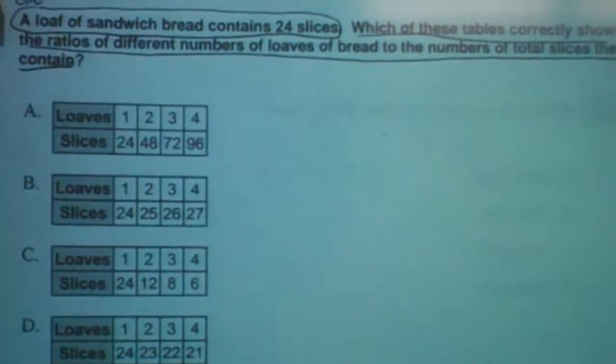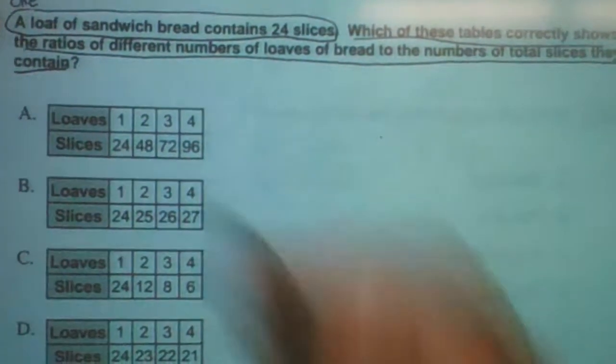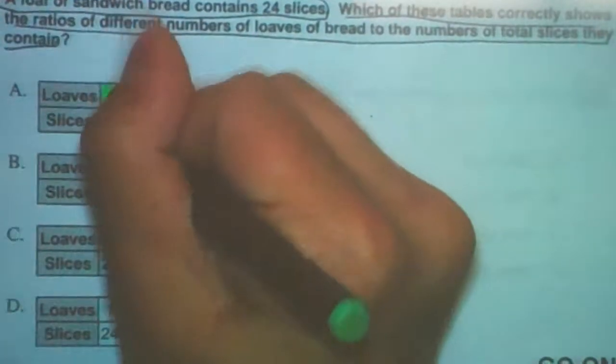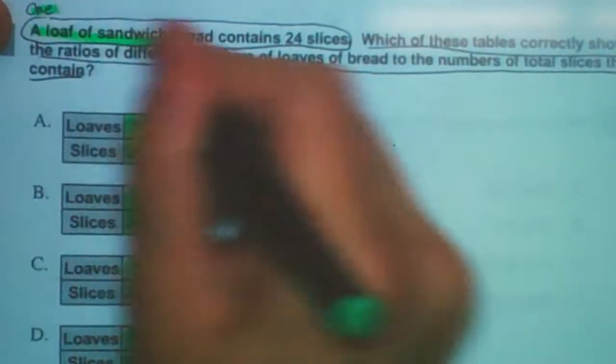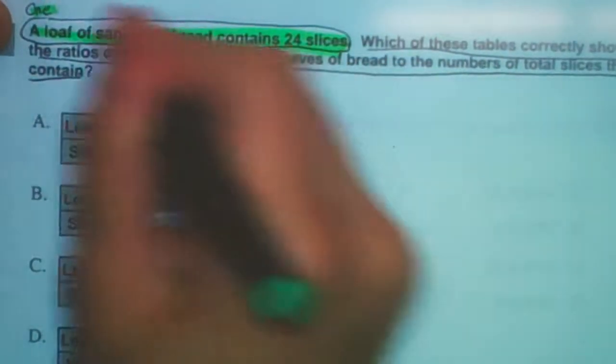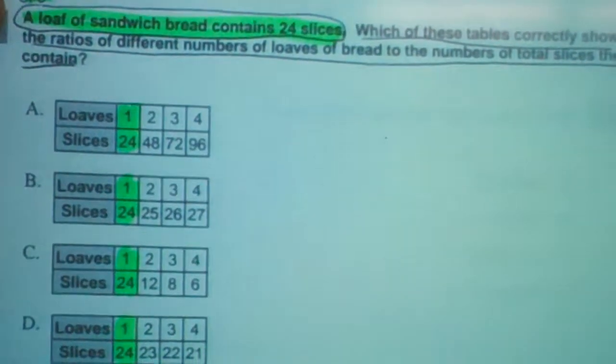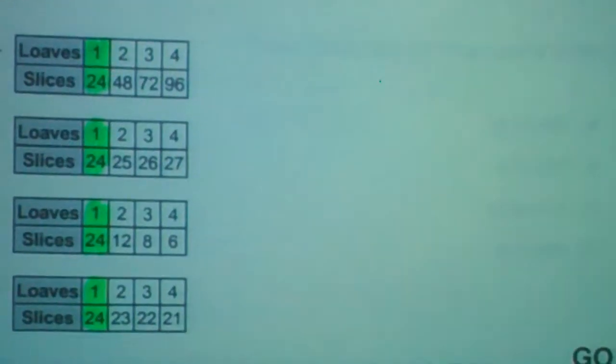So I'm noticing that every single one of these ratio tables starts off with one loaf of bread and 24 slices, which is good and makes sense because that's what this says right here. One loaf contains 24 slices. But the rest of the ratio table is wrong.